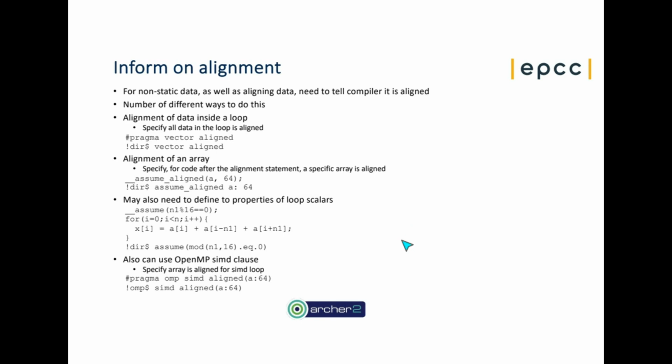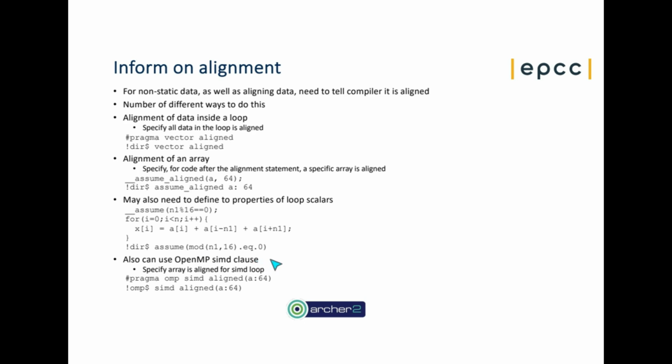So as well as actually aligning data, you also need to tell the compiler that it's aligned. There's a number of different ways of doing this. You can specify that all the data in the loop is aligned, or you can tell it that particular arrays are aligned, or you can tell it certain things about values. We'll also talk about that later.